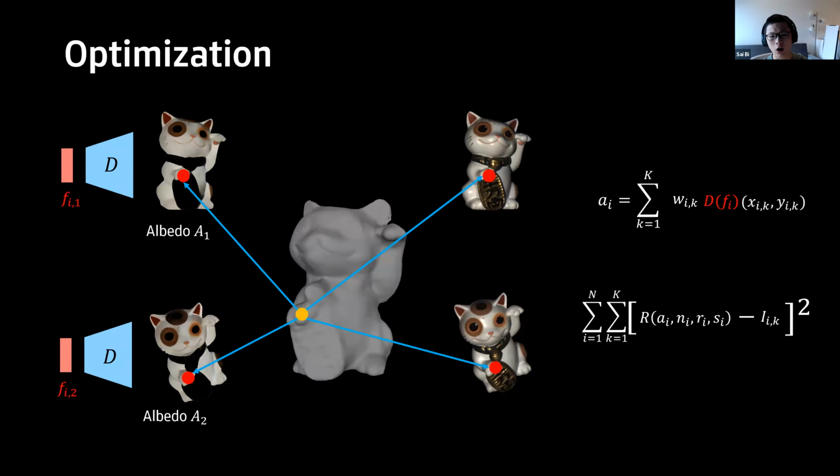Therefore, optimizing in this feature space allowed us to adapt the reconstruction to the input images, and at the same time, leverage the priors learned by our multi-view SVBRDF estimation networks.